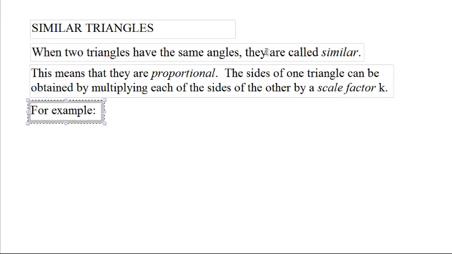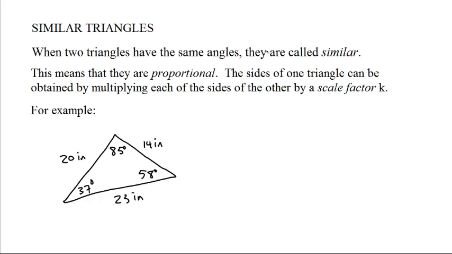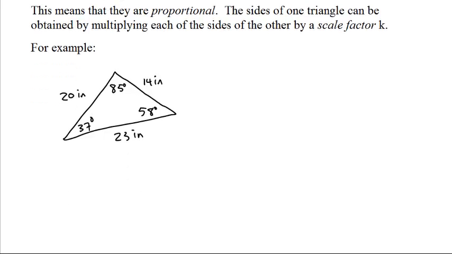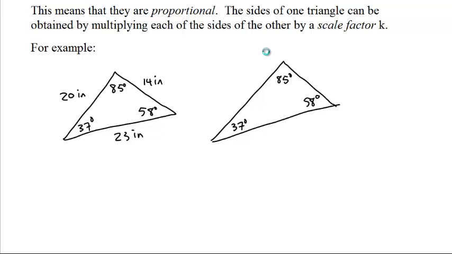Let's do an example. Suppose we have this triangle. It's got angles 85 degrees, 37 degrees, and 58 degrees, and the three sides are 20 inches, 14 inches, and 23 inches. Suppose we have another triangle that has the exact same three angles, 85 degrees, 58 degrees, and 37 degrees. If we know that one of the other sides is 28 inches, what are the other sides, x and y?